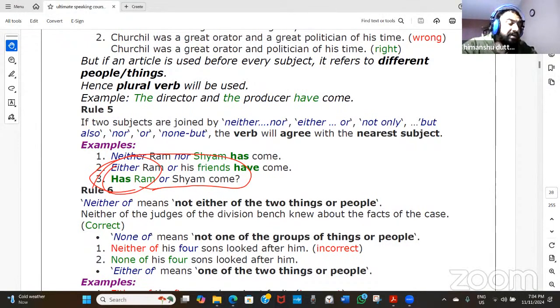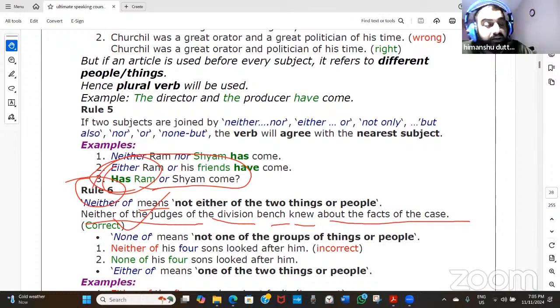Now we have another example, neither of. Neither of means not either of the two things or people. So when we say neither of the judges of the division bench knew about the facts of these cases, it's correct. In this scenario, we are not talking about singular or plural, we are just talking about the tense, and the tense is right. But if we say neither of his four sons looked after him, that is incorrect. Why?